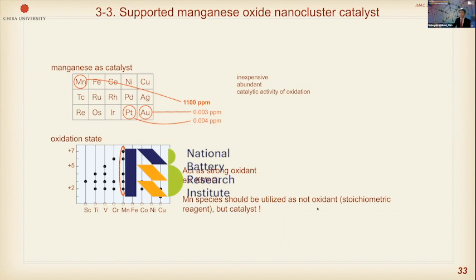It should be utilized as an oxide. But in some cases, of course, manganese oxide is a strong oxidant, like potassium permanganate, KMnO4. But that is not a catalyst. So we developed manganese as a catalyst.